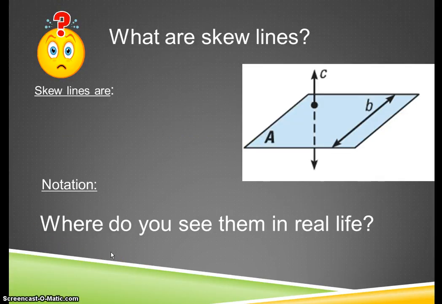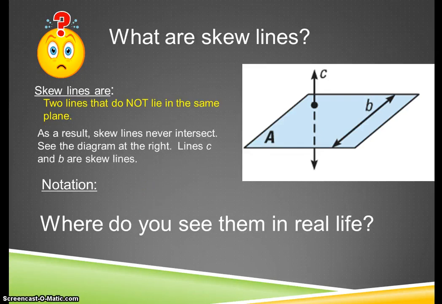What are skew lines? Skew lines are two lines that do not lie in the same plane. As a result, skew lines never intersect. If we look over here at the right, here's line B, and here's line C. They don't intersect, but the reason they don't is because they're on two separate planes.